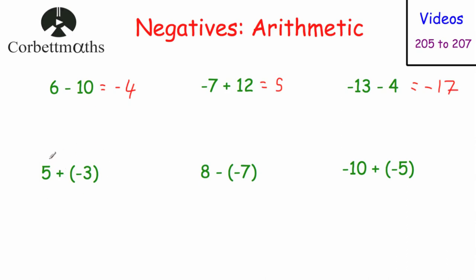Okay, let's have a look at our next question. So our next question says 5 plus negative 3. Now when we add a positive number, it goes up. When we add a negative number, it goes down. So 5 add negative 3 would be the same as 5 take away 3. And 5 take away 3 is equal to 2.